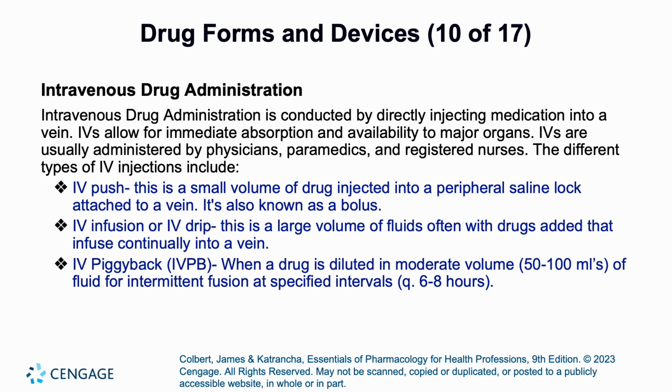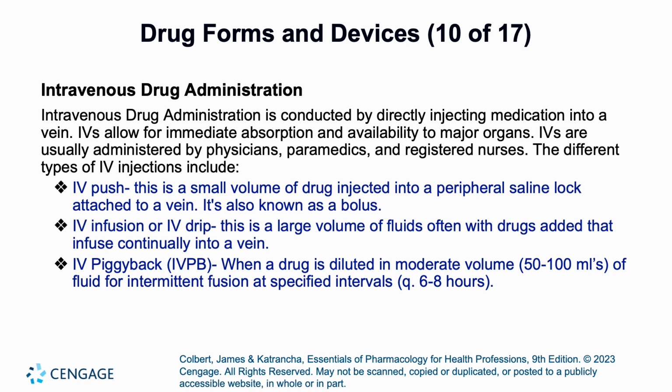Two, an IV infusion or an IV drip. This is a large volume of fluids, often with drugs added, that infuse continually into a vein. That's where you see a bag hanging up above the patient. Sometimes the tubing goes into a machine that's carefully controlling the rate, or sometimes if we're giving fluids, it's just hanging with no machine. It's kind of wide open. We're just trying to get fluids on board. That would be an IV infusion or IV drip.